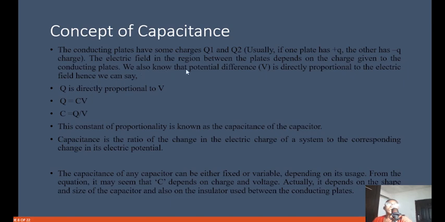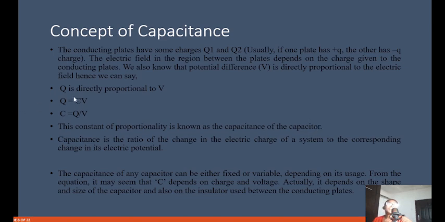So the electric field in the region between the plates depends on the charge given to the conducting plates. We also know that potential difference V is directly proportional to the electric field. Hence, we can say Q is equal to what? CV. You remember, the charge is directly proportional to the what? The potential difference. So Q is equal to CV, and C can now be equal to Q over V. I'm sure we understand how we got this. This C is a constant, so the constant of proportionality is known as the capacitance of the capacitor.